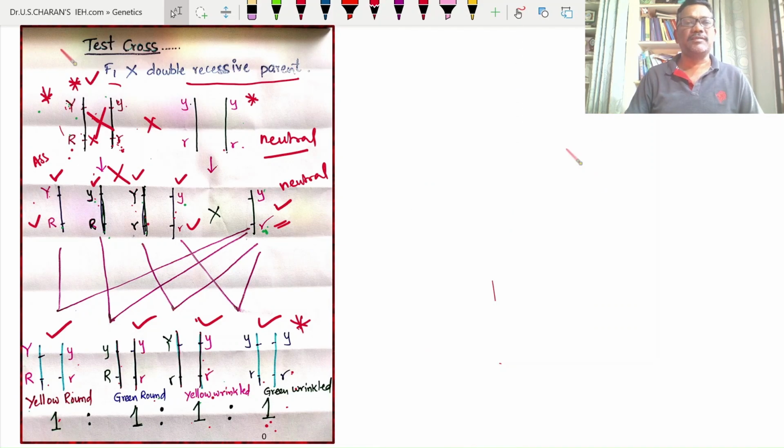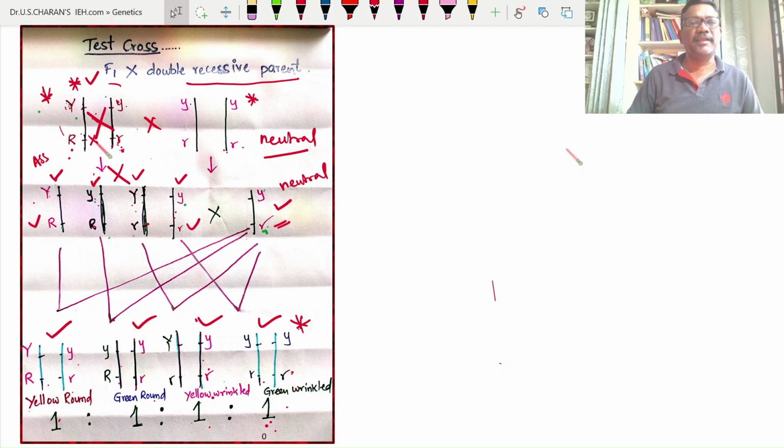Then test cross. What does test cross mean? The F1 dihybrid parent is cross fertilized with a double recessive parent. The double recessive parent is the green and wrinkled. This is called the test cross. What is being tested here?